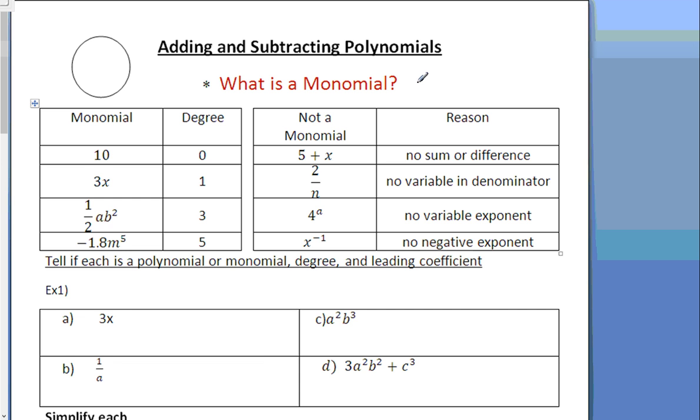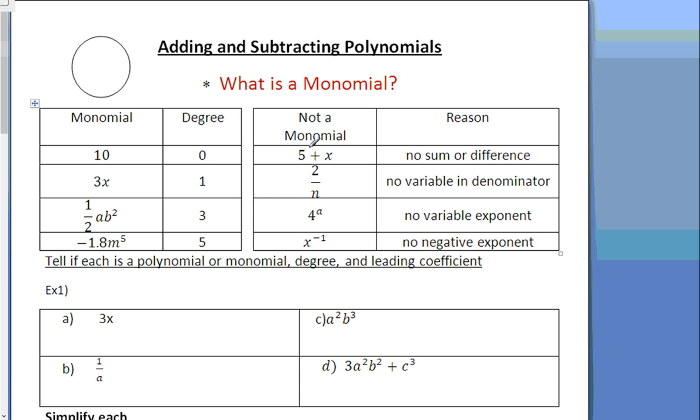All right. Instead of giving you a big, long definition, I'm going to give you examples of monomials first. Monomials are multiplication and division problems that have no addition or no subtraction. So, for example, 10 is a monomial, 3x is a monomial, 1/2 ab squared is a monomial, negative 1.8 m to the fifth is a monomial. Now, I'll get to degrees in a minute, but let's just focus on that first. It can't have adding or subtracting, and it also can't have some other things.